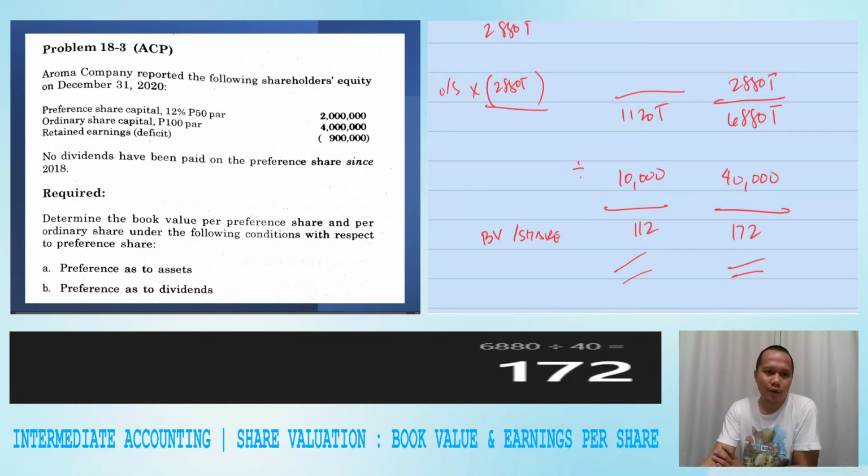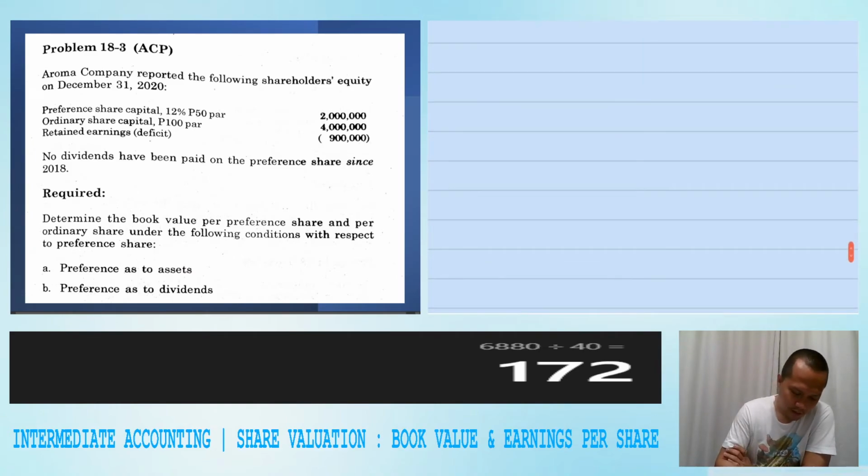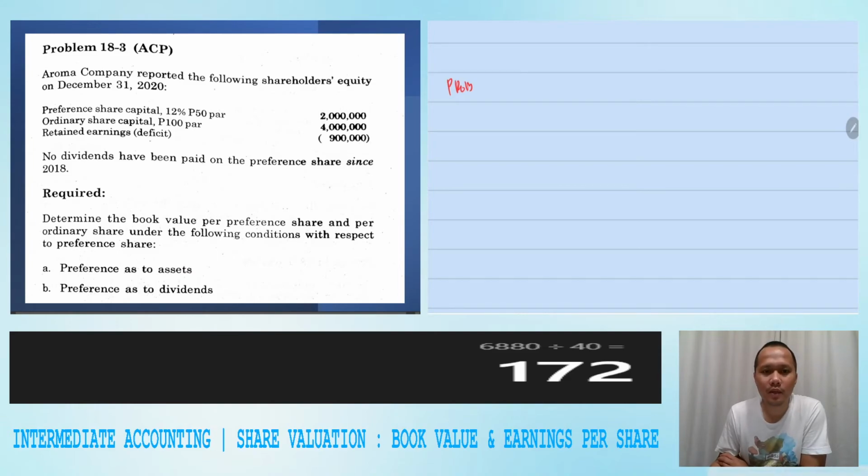So first example, what if the preference share daw is preferred as to asset? So again, pag preferred as to asset siya, dividends in arrears should be paid. Di ba? If it is stated. Pero pag hindi, wag kayong magbuo-buo. If it is only stated. Kasi nga, pag hindi stated, only the current dividends lang. Okay?